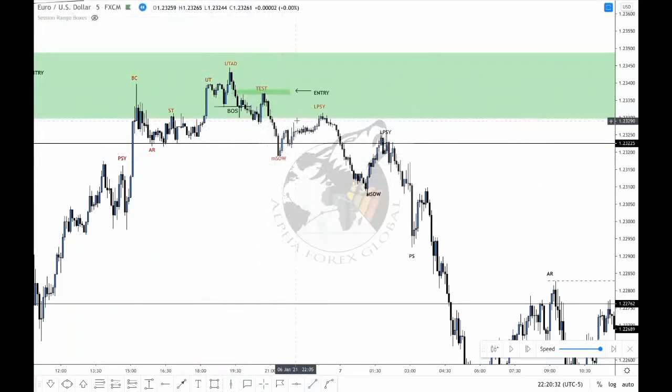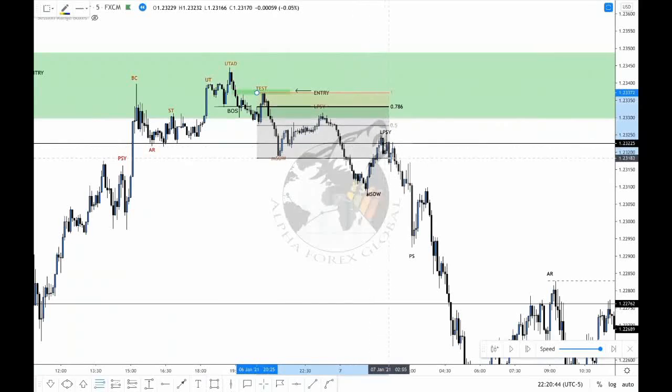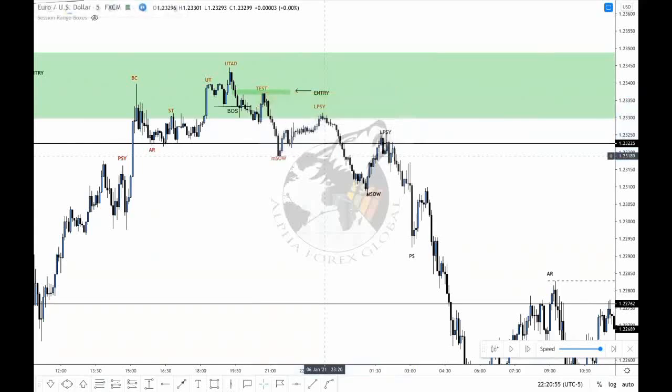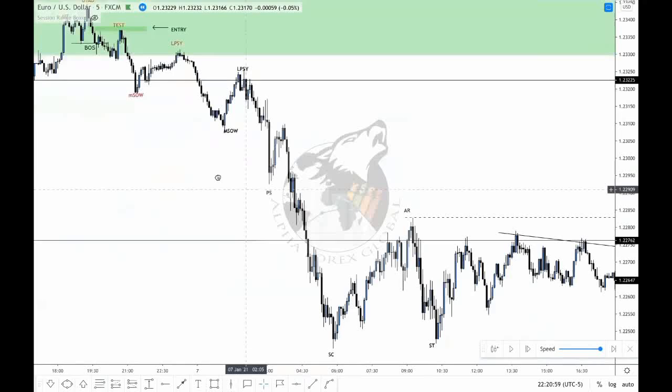Market tested, market pushed down, market came back to retest in premium price. So basically the market overall is about structure, right? It doesn't matter what you do, it all boils down to structure. So market came back to premium price, created this LPSY and then market push, right?